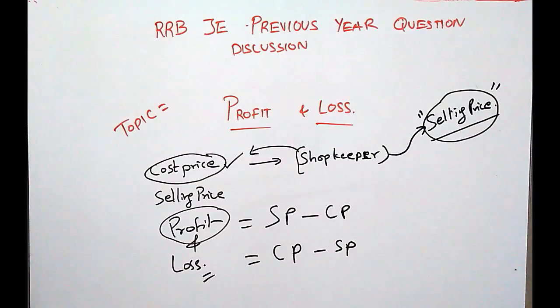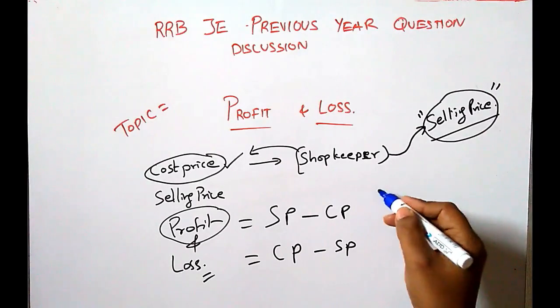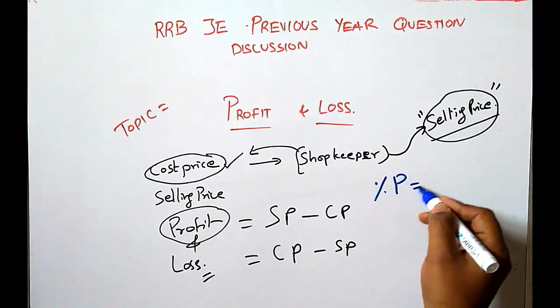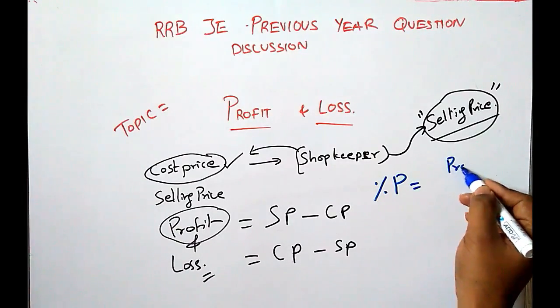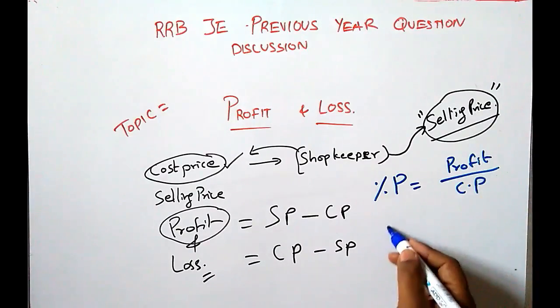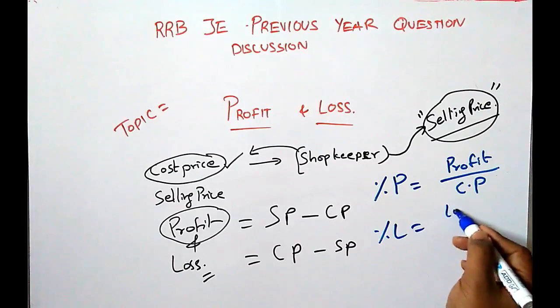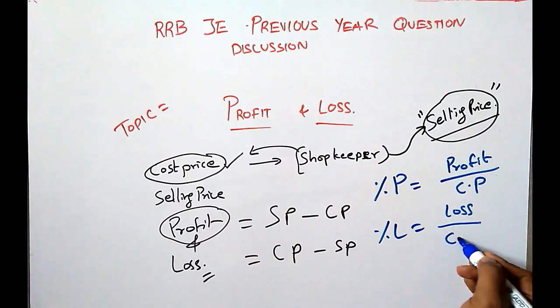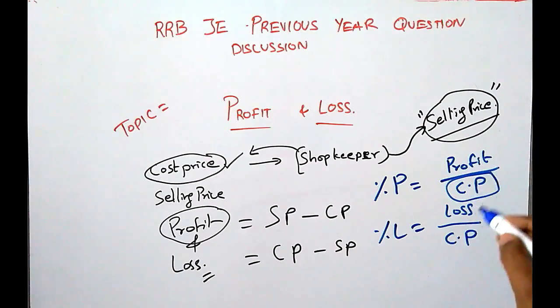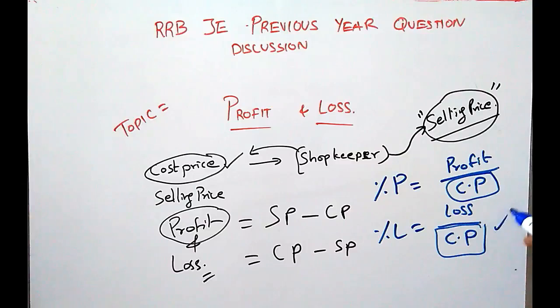Then another important thing that you have to remember while solving profit and loss is that the profit percentage is given by profit divided by cost price. The loss percentage is given by loss by cost price. Always the base has to be cost price. Okay friends, if you remember these things, then profit and loss will be very easy.